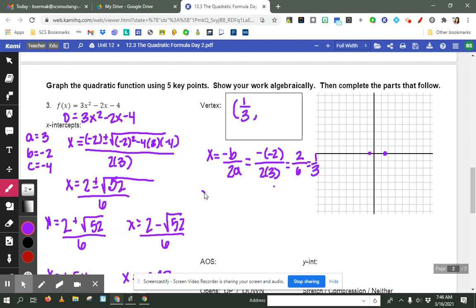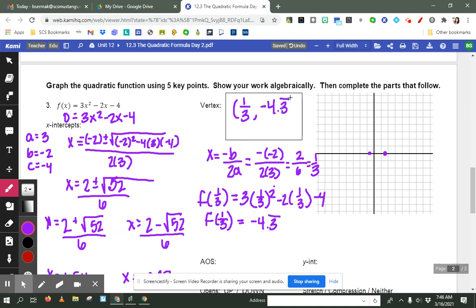To find the y value of my vertex, I'm going to evaluate my equation for 1/3. So we would have 3, and then instead of x, 1/3 squared minus 2 times 1/3 minus 4. And when I type that into my calculator, you get -4.3 repeating. So my vertex is at 1/3, -1, 2, 3, 4, and a little bit. So about right here.